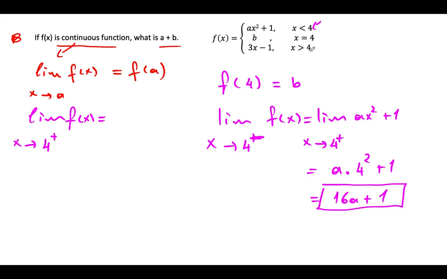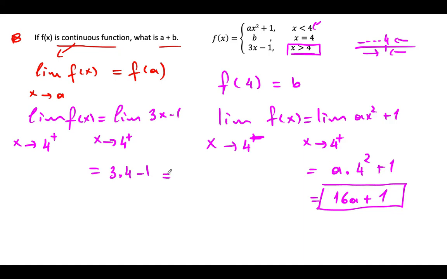Now right hand side limit, which is x greater than 4. So you know that when 4 is here, this side is less than 4, we are approaching from the left side. We call it left hand side limit. And when we approach number 4 from the right hand side, like 4.001, this is called right hand side limit. So right hand side limit when x values are greater than 4. So my function will be limit as x approaches 4 plus of 3x minus 1. So this will be directly 3 times 4 minus 1, which is equal to 12 minus 1, 11.